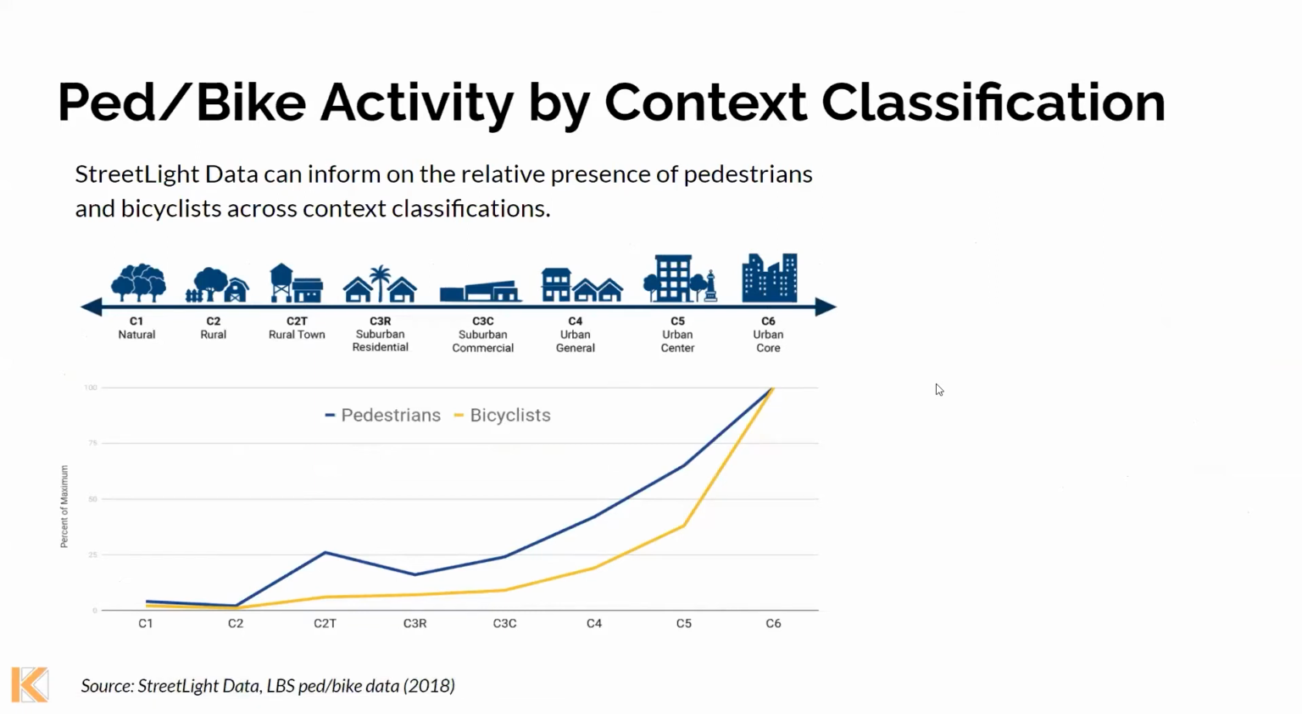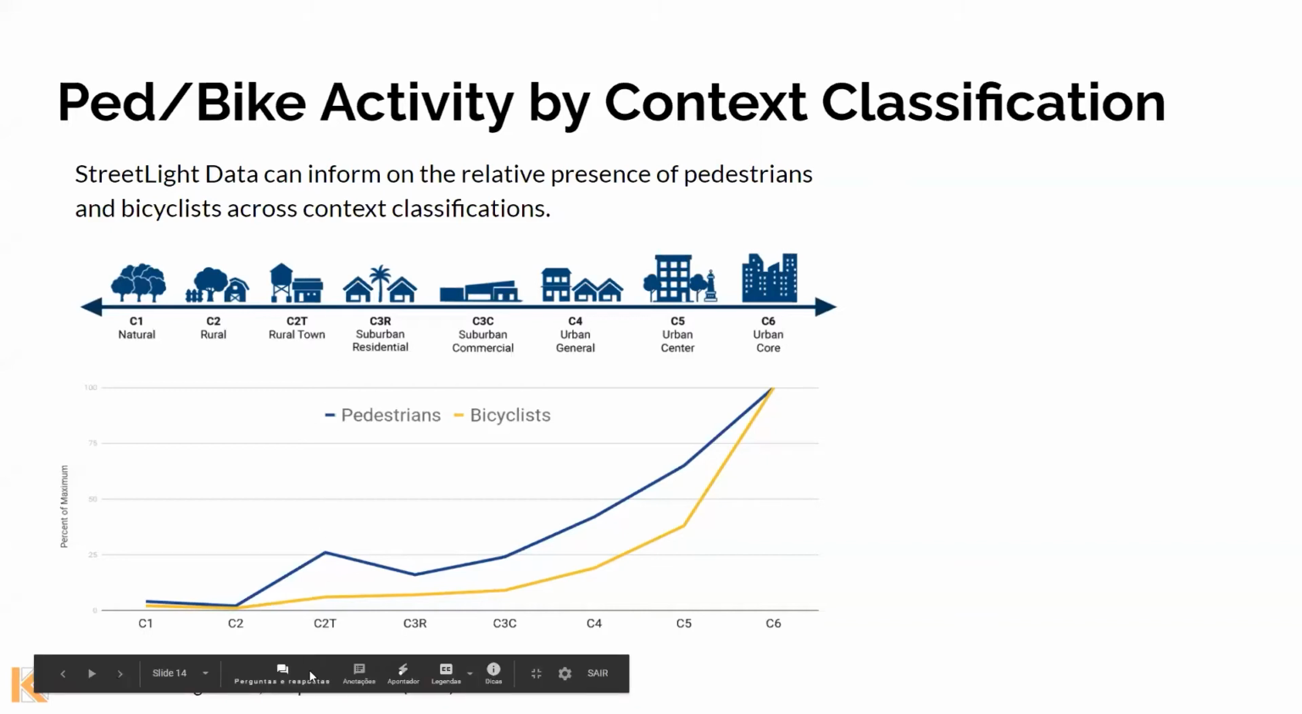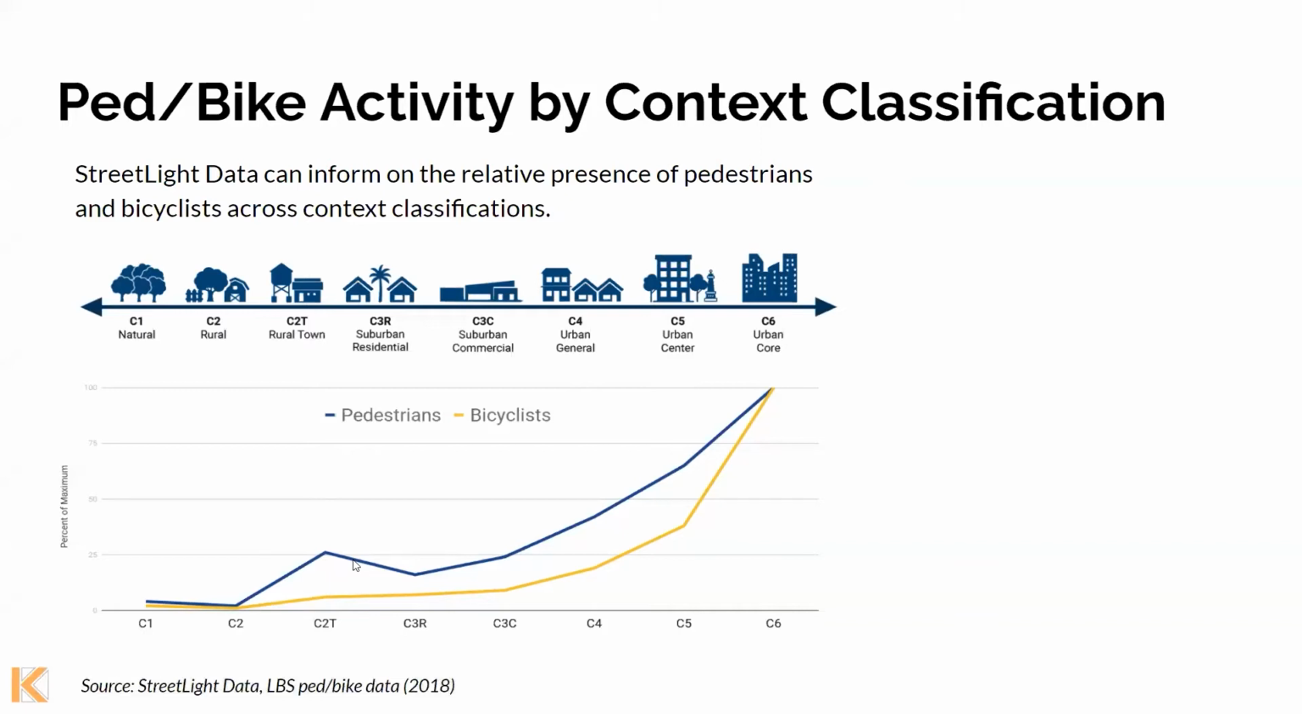It was interesting to see that the bicyclists don't really pick up until you get to urban center and urban core, while pedestrians just have a gentler slope with a little bit of uptick here for the rural town setting. Those are just like your small town main streets.